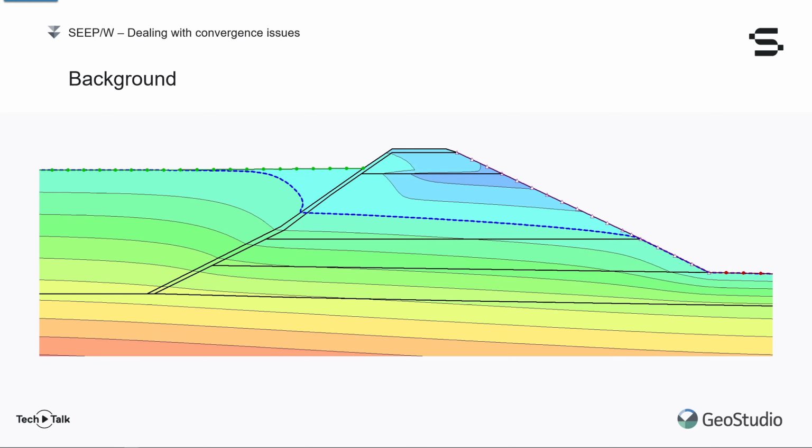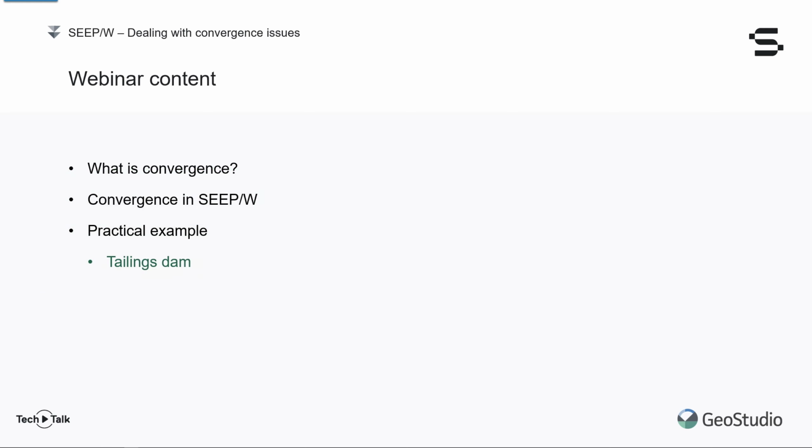This webinar will revolve around convergence in SEEPW and how to interrogate the software to understand our numerical simulation results. We will demonstrate what convergence is and why it is such an important aspect to consider to obtain accurate numerical modeling results in SEEPW. To help us along the way, we will be using a practical example of a tailings dam where convergence was initially difficult. I will demonstrate how to properly understand what the convergence issues are in this example and how to solve them.